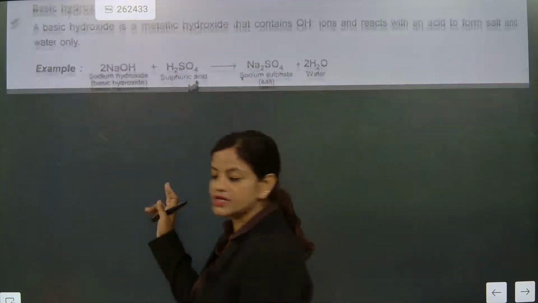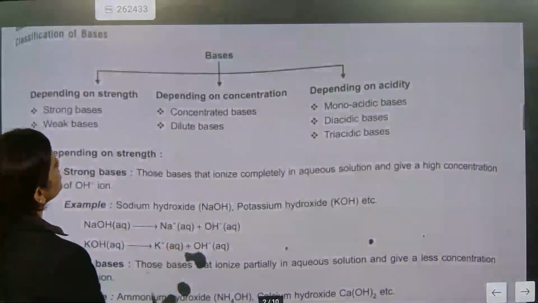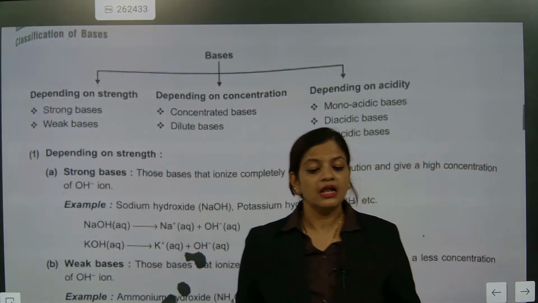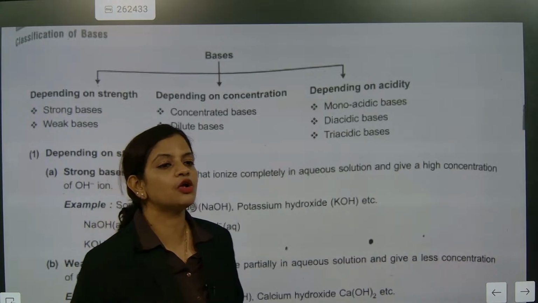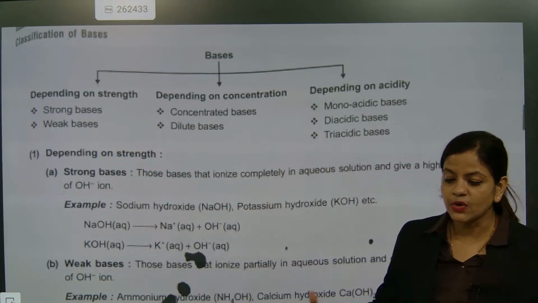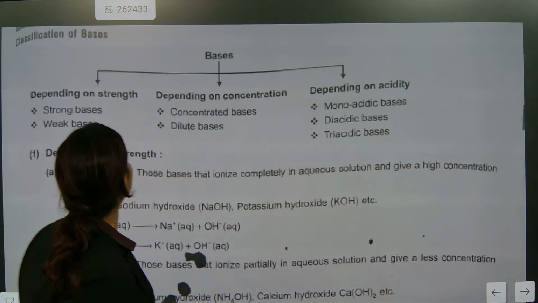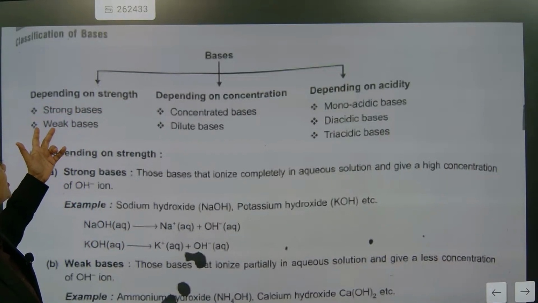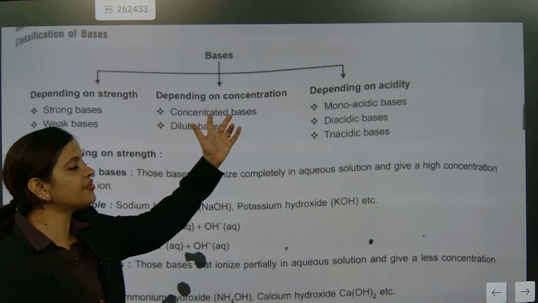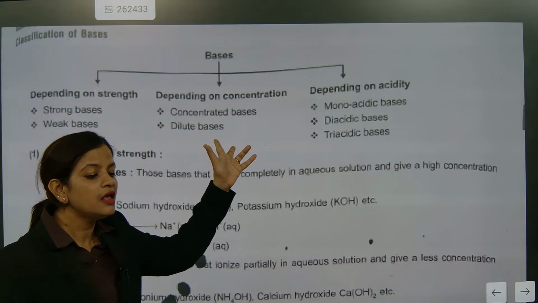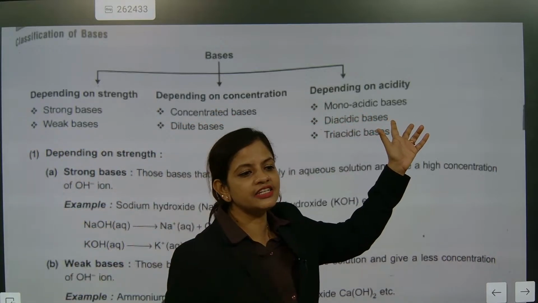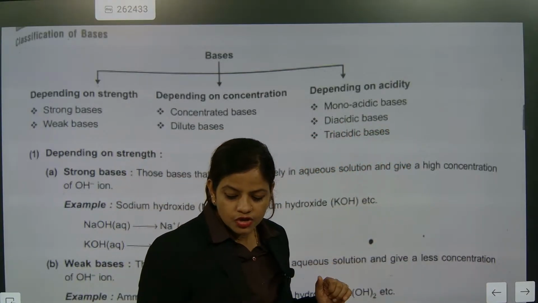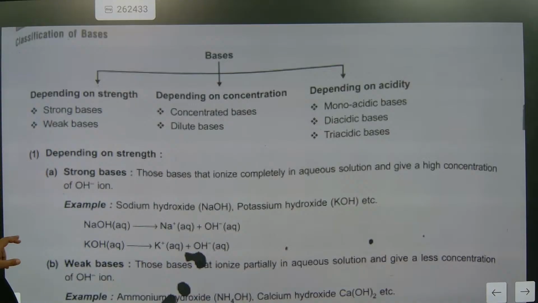See, right now we are studying this section, but we need to do some work now. What are the different types of bases and the properties of bases? Like acids have some properties, bases also have some properties. Can we quickly do this part of bases' properties, please? Now look here, depending on strength, how many types of bases will be there? Strong bases and weak bases. Concentration: concentrated bases and dilute bases. Depending on acidity: monoacidic, diacidic and triacidic.